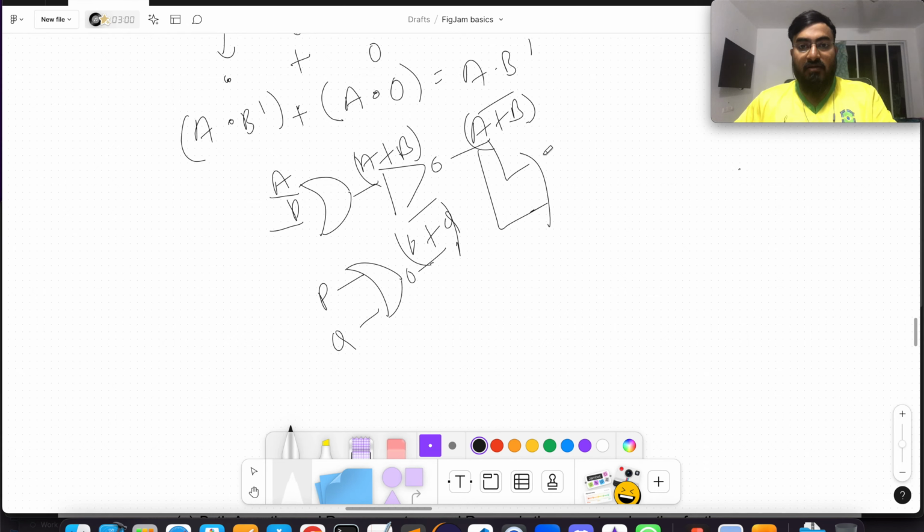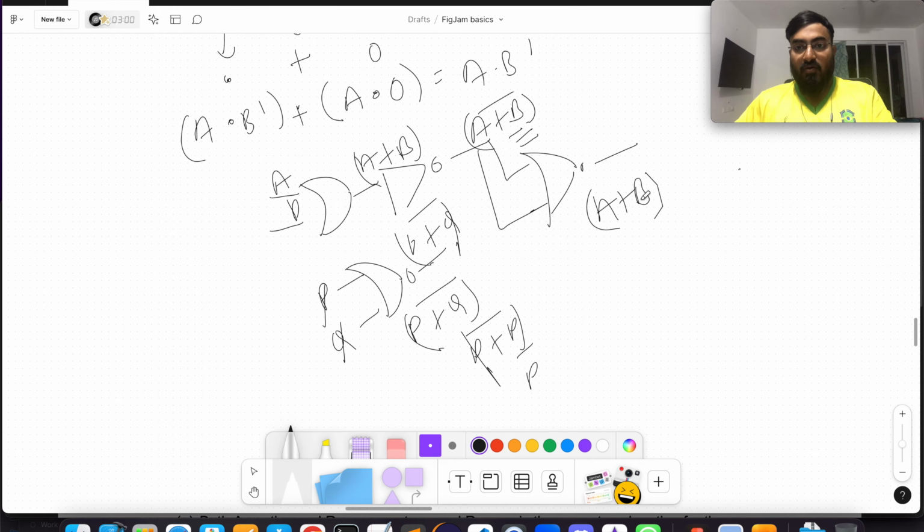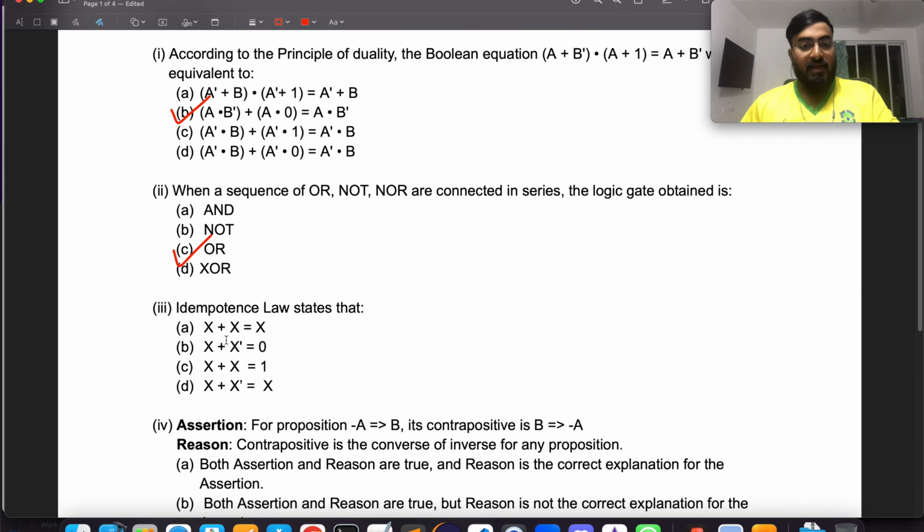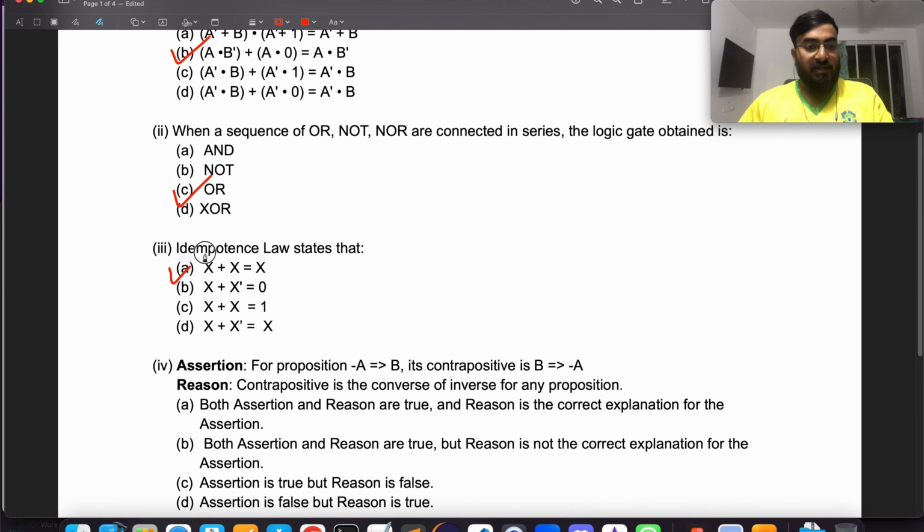Okay, in the NOR gate, if p and q are the same, then p plus q whole bar, with p and q the same, will become p plus p whole bar, which is basically p bar. So this goes as p, right? So it becomes a plus b whole bar, which is basically a plus b. Okay, and so the answer is your OR. Next is identity law, which says that a is the first answer.